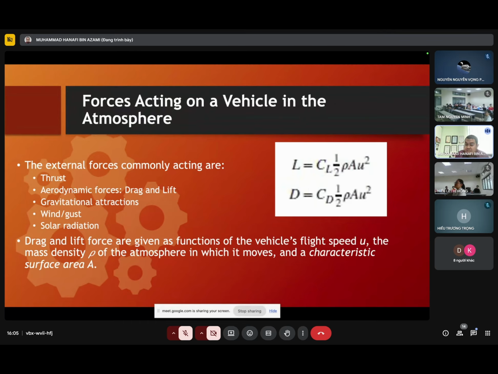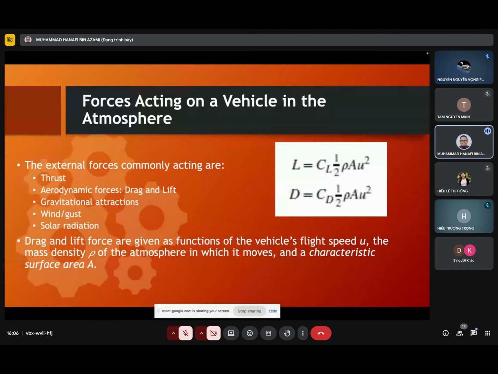You all know this. L, which is the lift, is equal to CL half rho A U squared. CL is the coefficient of lift, half rho, what is rho? Density. A is the area. U is the velocity of the vehicle. Similarly, you have D. D is CD half rho A U squared.